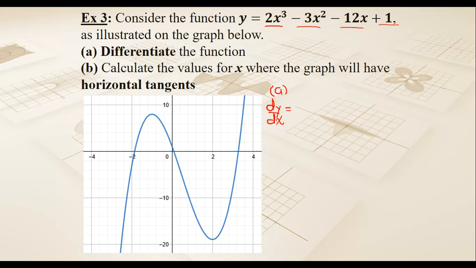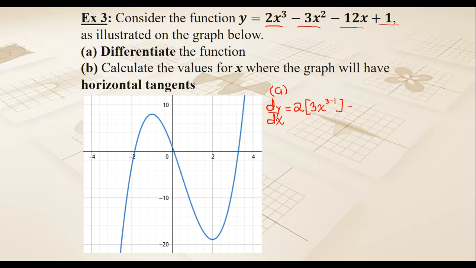Okay, so we just do it in parts. First of all, let's figure out the derivative of 2x cubed. Well, the 2, we don't need to worry about it. It's a constant multiple. And then we just take the derivative of x cubed, which would be 3, move the power down, x to the 3 minus 1. Okay, so that's the derivative of the first term.